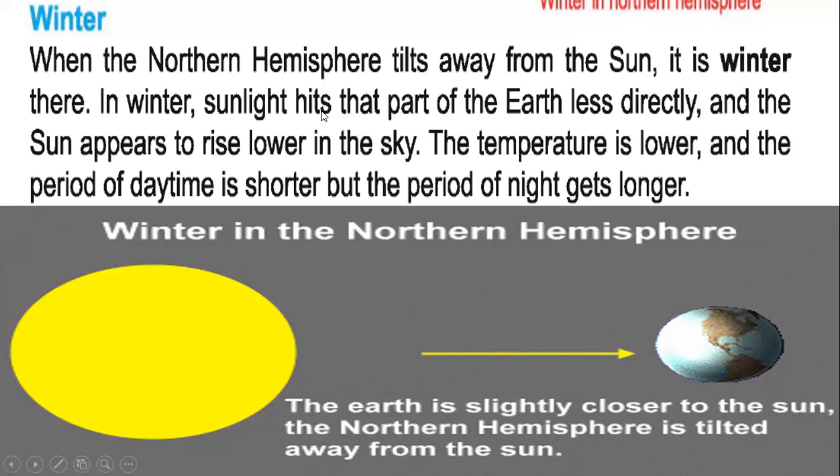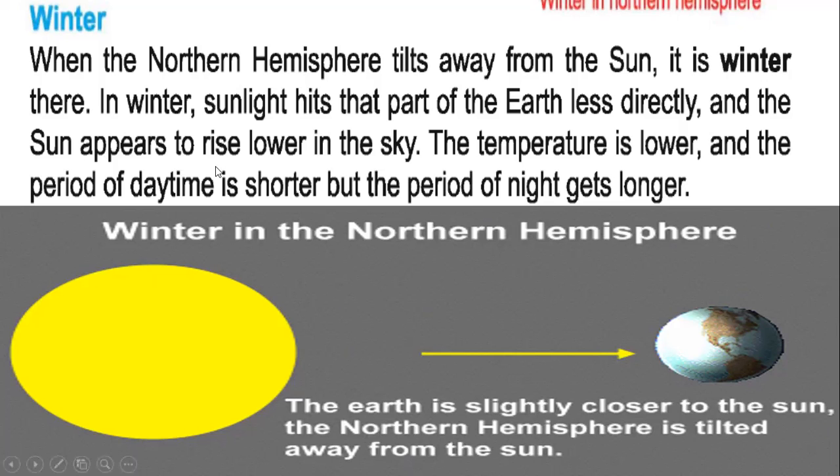In winter, sunlight hits that part of the Earth less directly, and the Sun appears to rise lower in the sky. The temperature is lower, and the period of daytime is shorter, but the period of night gets longer. What changes in the atmosphere can we see during the winter? The temperature gets lower, and the period of daytime gets shorter, but the period of night gets longer.